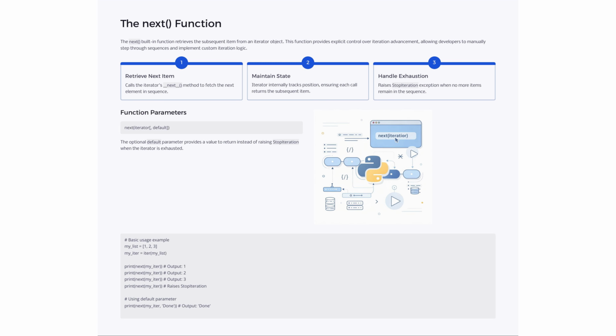The next function retrieves the next item from an iterator, calling its __next__ method. It maintains the iterator's state, ensuring sequential access. When items are exhausted, it raises StopIteration, unless a default value is provided. This allows for custom iteration logic, enhancing control over sequence traversal.